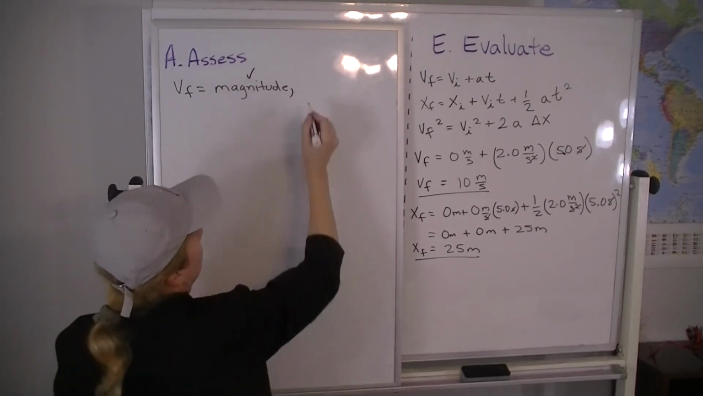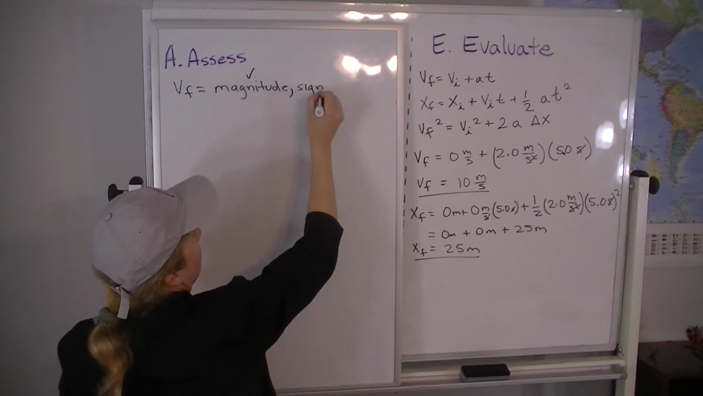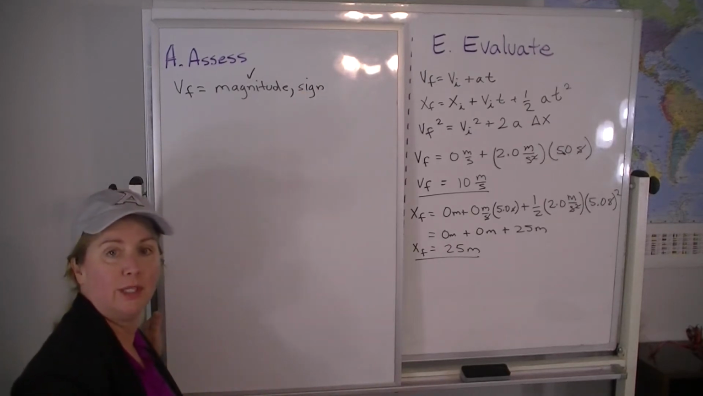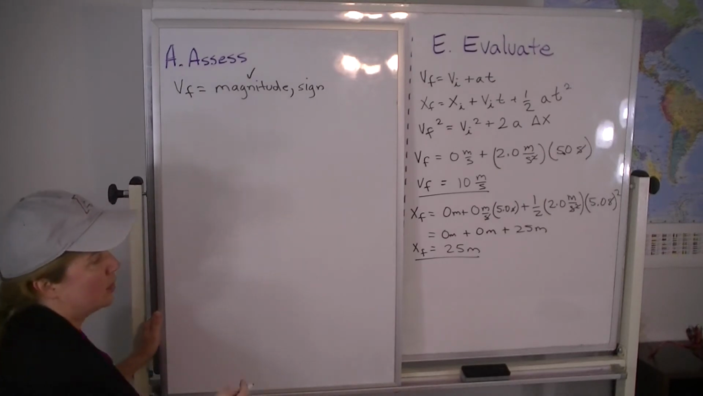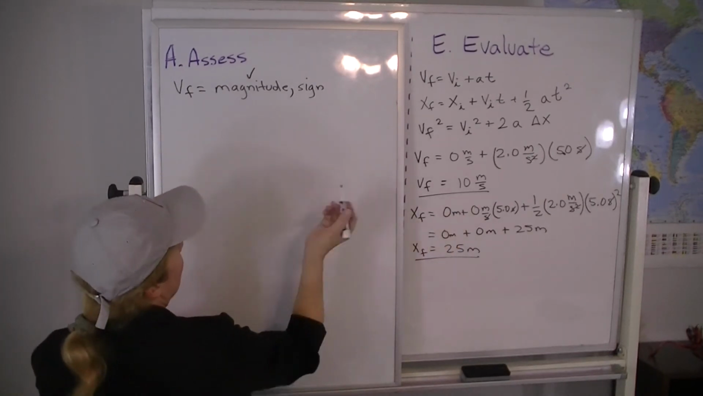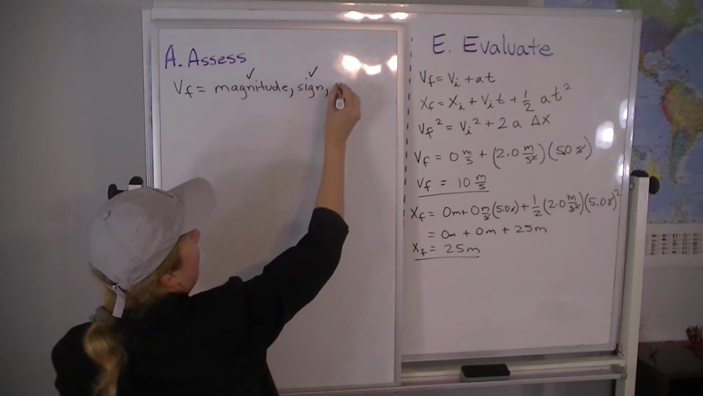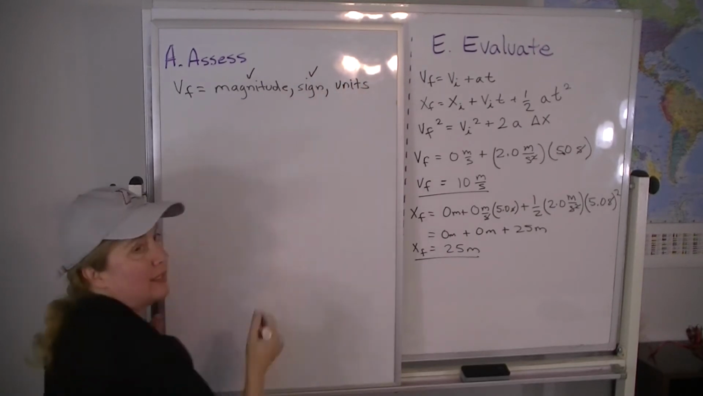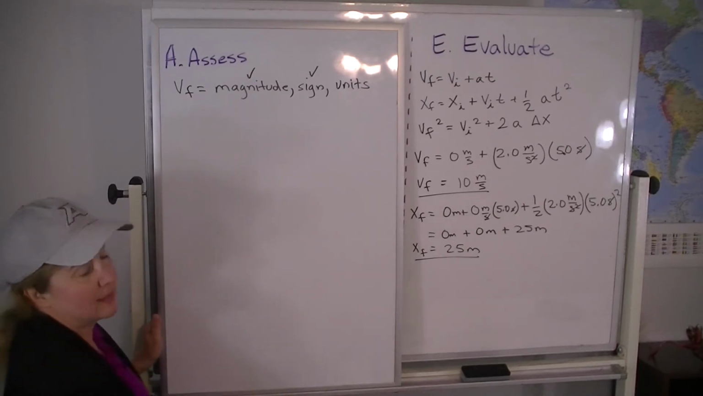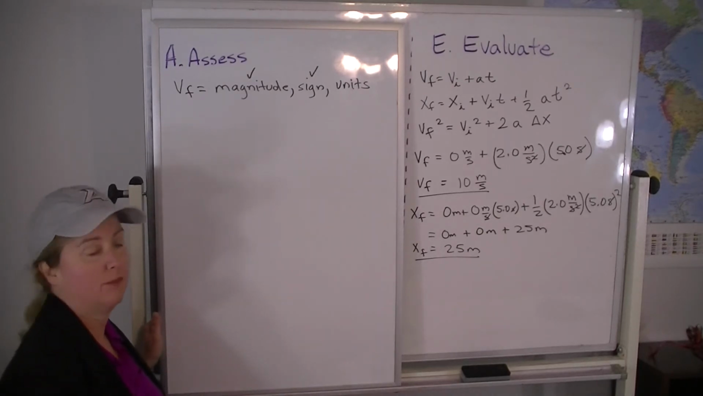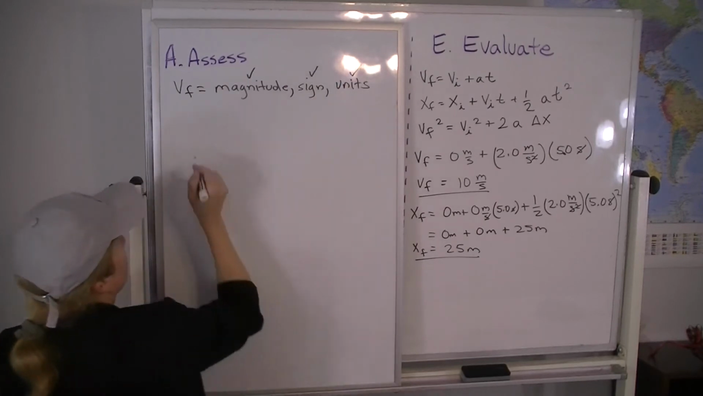Okay, and then we're looking at the sign. Based on our convention in our diagram, we were moving in a positive direction and accelerating, so we expect our final velocity to have a positive sign. And we were careful with our units as we went to make sure that the unit analysis was consistent and gave us the units that we expected for velocity. So we're good there too.